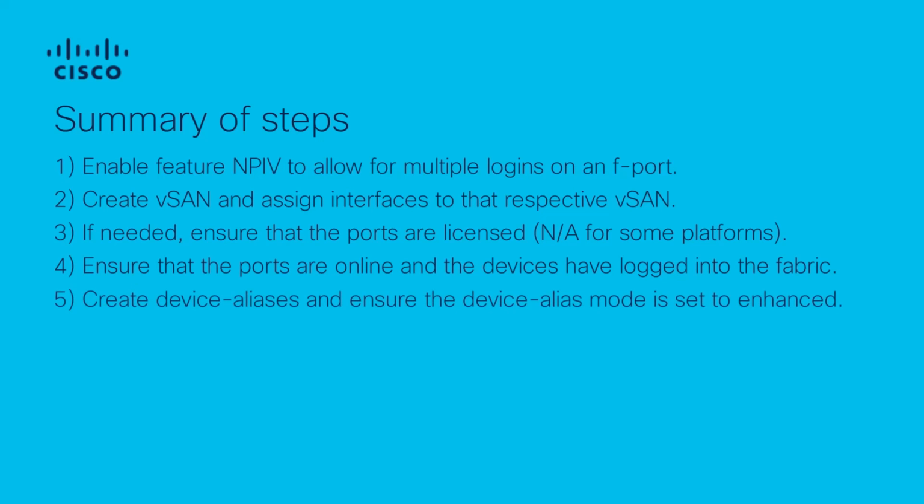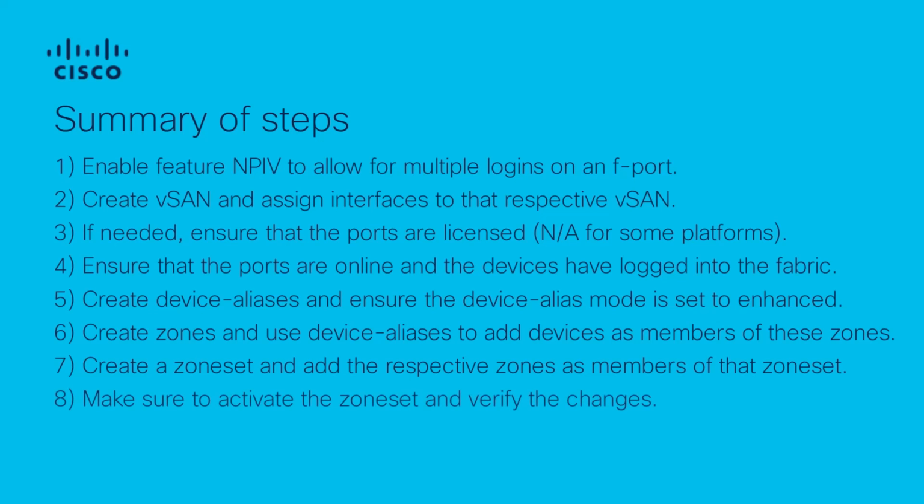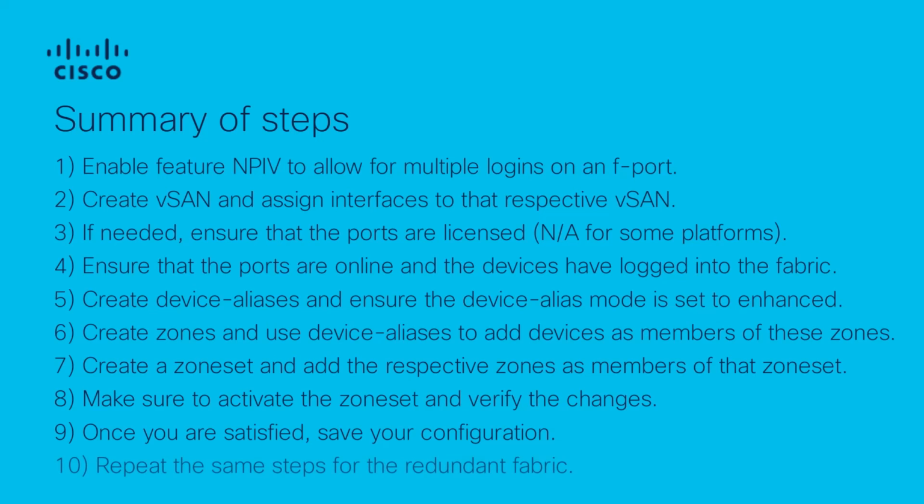Step 5. Create device aliases and ensure the device alias mode is set to enhanced. Step 6. Create zones and use the device aliases to add devices as members of these zones. Step 7. Create a zone set and add the respective zones as members of that zone set. Step 8. Make sure to activate the zone set and verify the changes. Step 9. Once you are satisfied, save your configuration. And finally, step 10. Repeat the same steps for the redundant fabric.